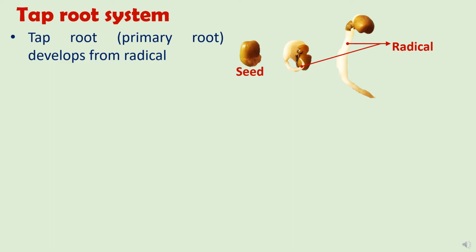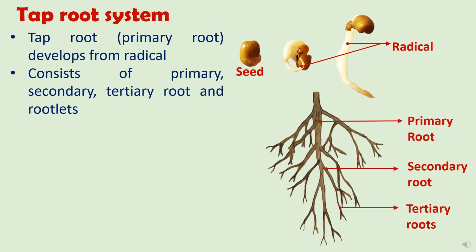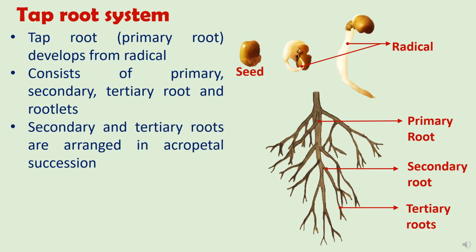the picture. Taproot consists of the primary roots, secondary roots and the tertiary roots, and the tertiary root give rise to the small rootlets. In taproot system, the secondary and tertiary roots are arranged in acropetal succession. Now, what does acropetal arrangement mean? It means the older roots are present at the base and the younger roots are present at the tip of a primary root. Taproots are deep feeders, which means they penetrate the deeper layers of the soil.